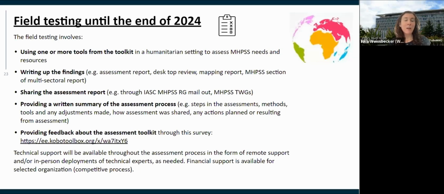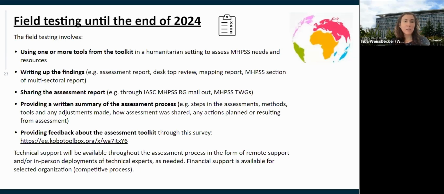Please run with it. But we would be so grateful if you would fill out the feedback survey if you do use it. And there's the link there in the slide for us to hear about your experience and get feedback. We're also more formally field testing the toolkit this year in at least 5 countries.